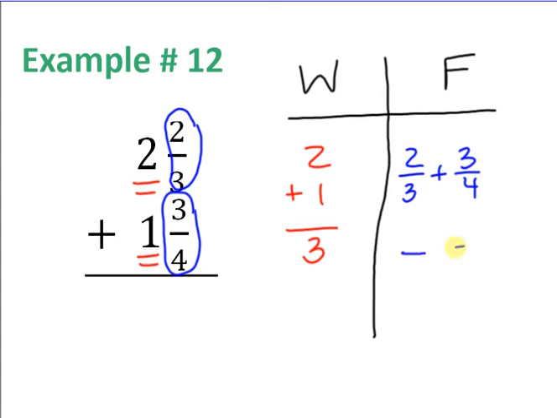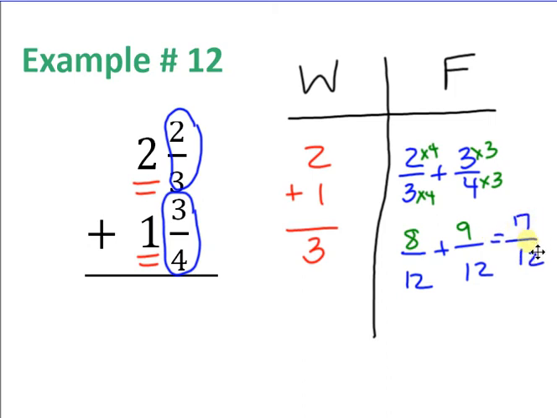Okay, so what's my common denominator for 3 and 4? It's going to be 12. My LCM is 12. Now, how many times does 3 go into 12? 4. So 2 times 4 is 8. How many times does 4 go into 12? 3 times. So 3 times 3 is 9. So let's bring it all across. 8 plus 9 is 17 over 12.